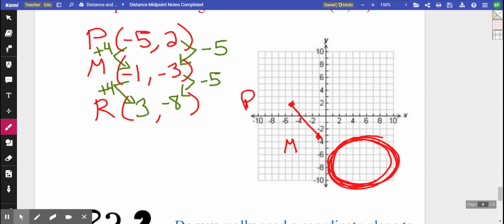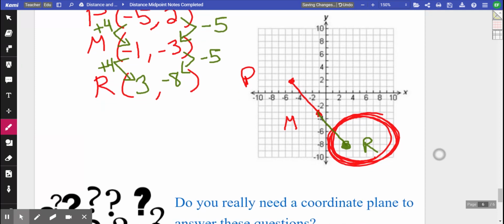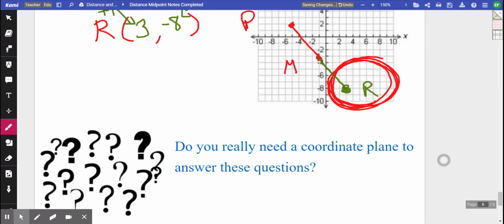So if I plot 3, -8, I'm going to get a point down here. I could name it R. And then if I extend my segment that I was working on, does it still look like M is the midpoint of that segment PR? It really does. So it looks like we're good, right? We are good. We found the location of the other endpoint of a segment.